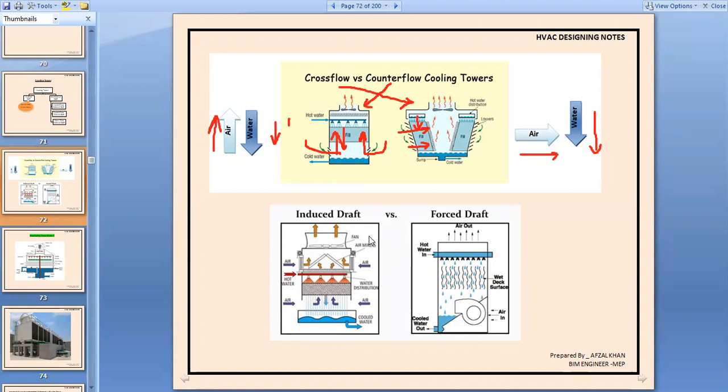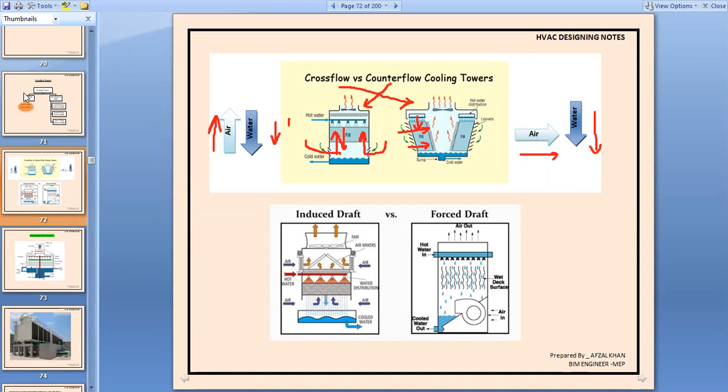Now, for higher capacities, we go with this induced draft. For lower capacities, for medium capacities, forced draft is okay. If you have less space, then forced draft is okay because induced draft requires more space.